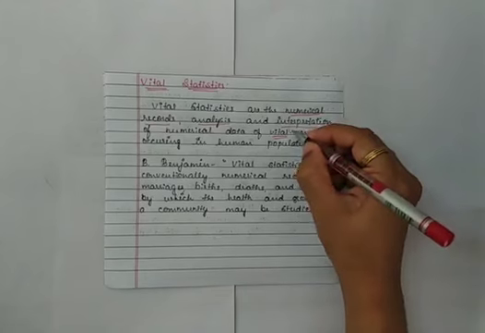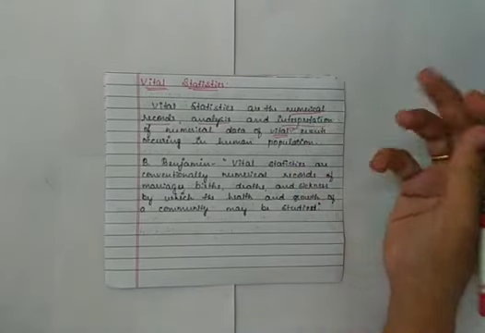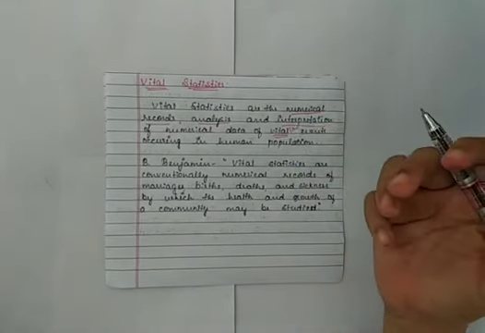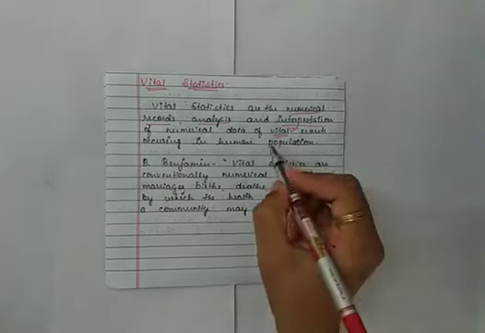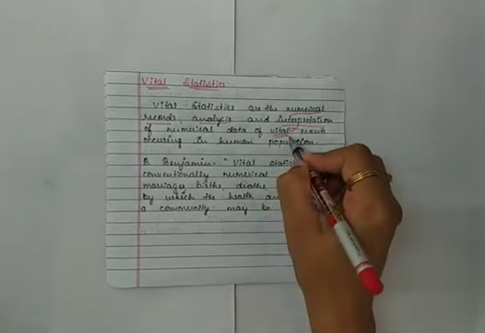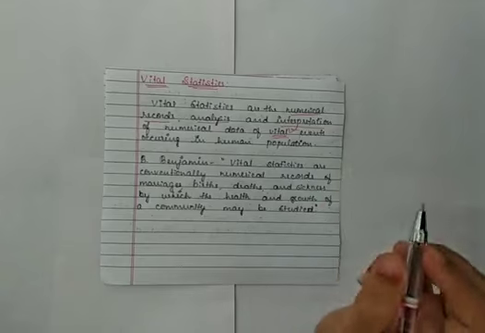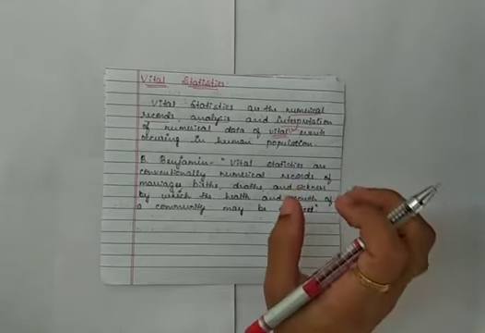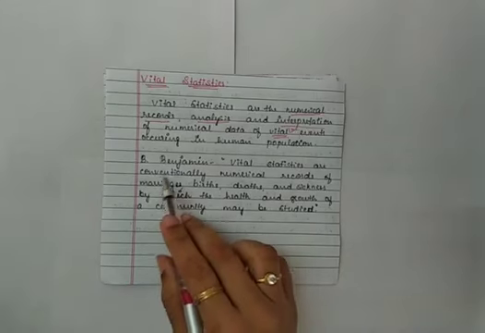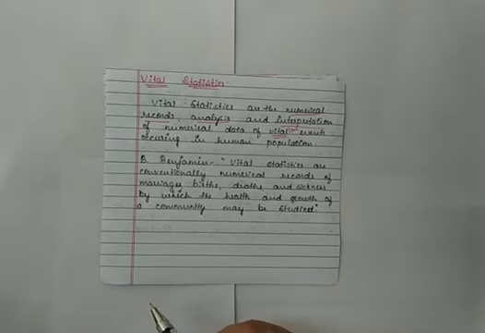Vital events means live events like birth, death, marriage, sickness, etc. So data of vital events occurring in human population, this is the vital statistics. There is a definition by Benjamin for this vital statistics.